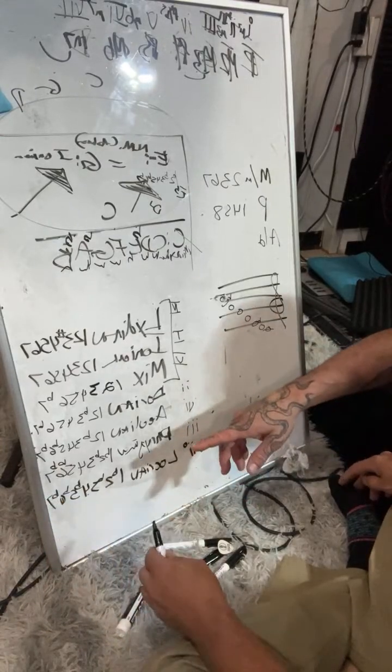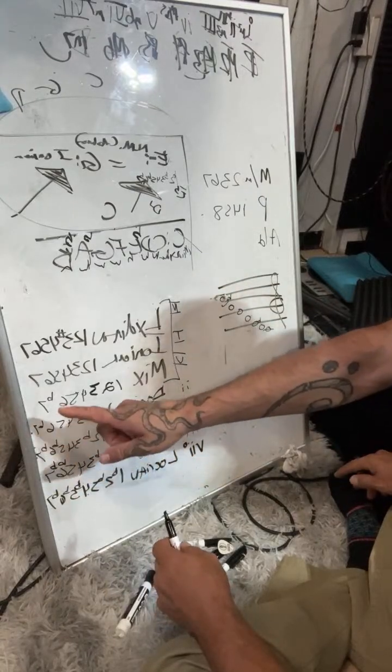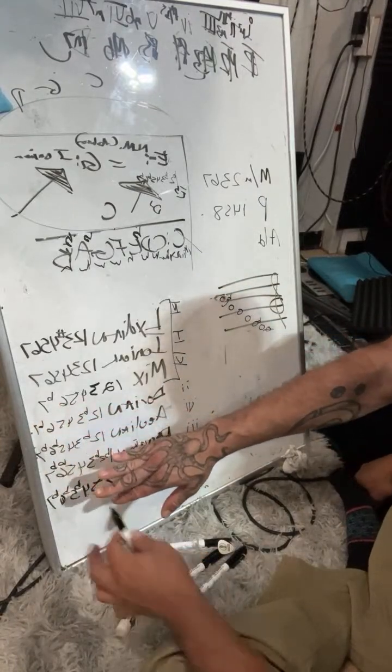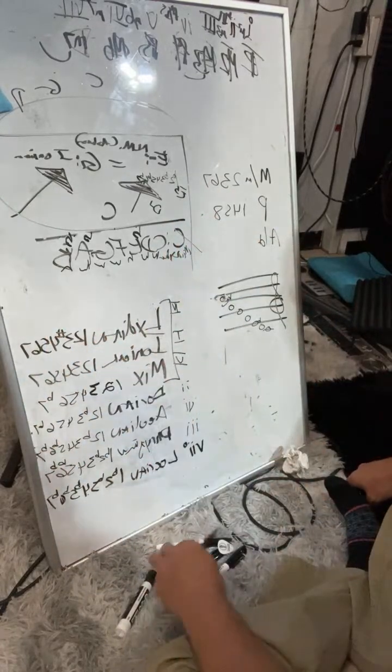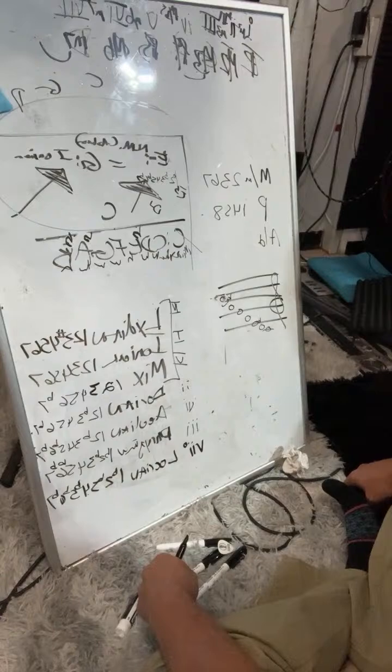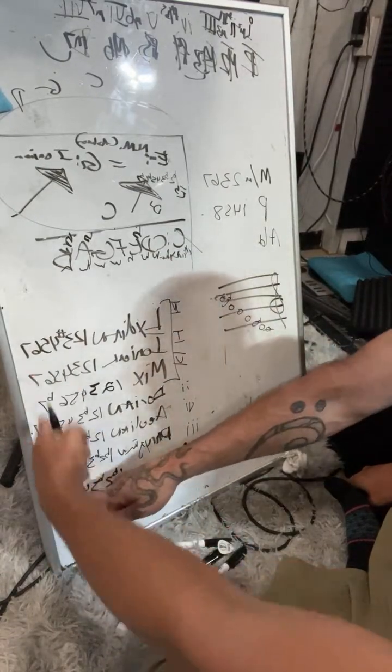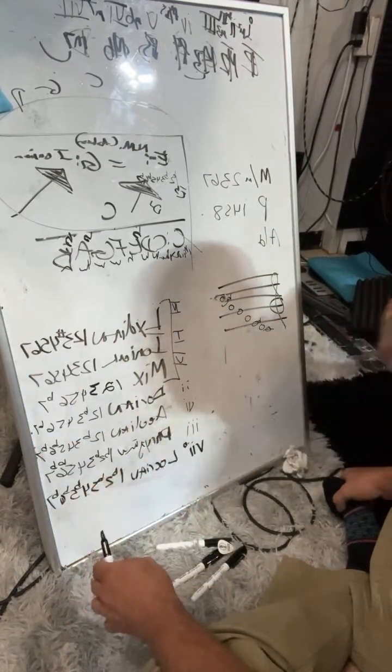Okay, so the 7s are not flats at all. Every 7 is a flat in every mode except for the first 2. After that, it is called the minor 7th or the flat 7.